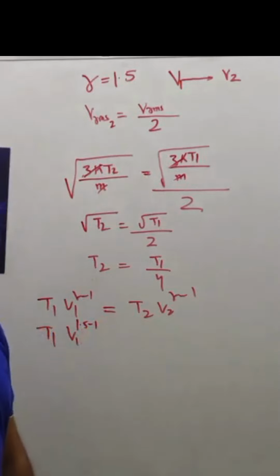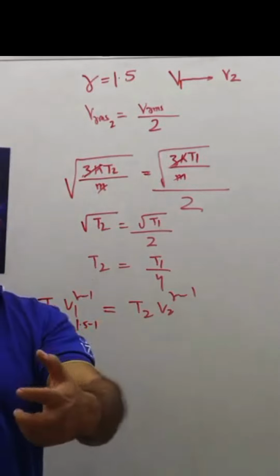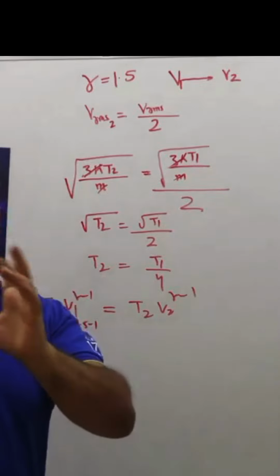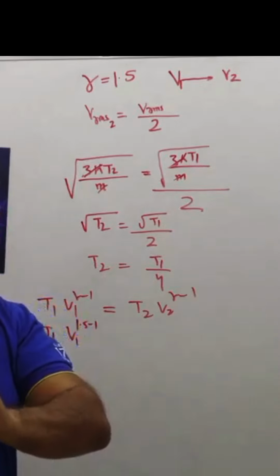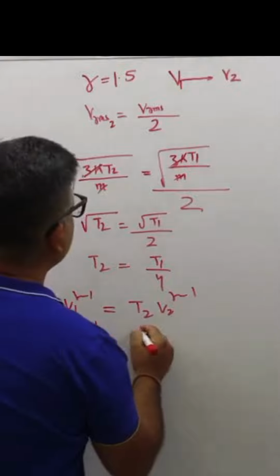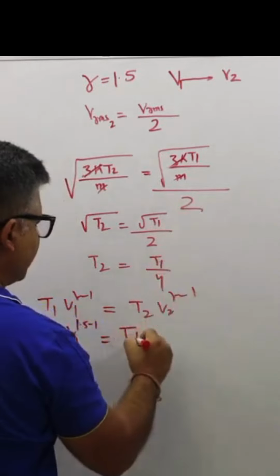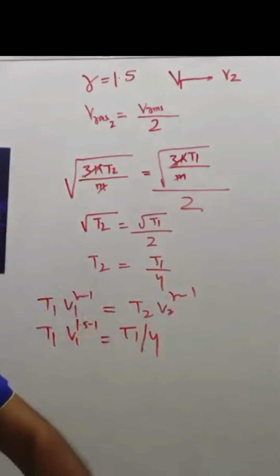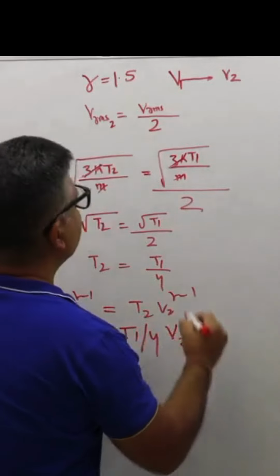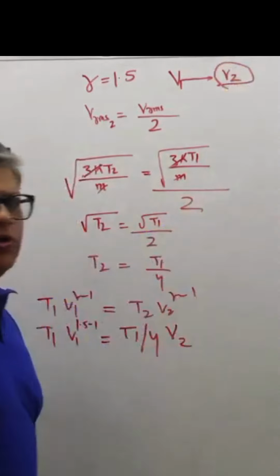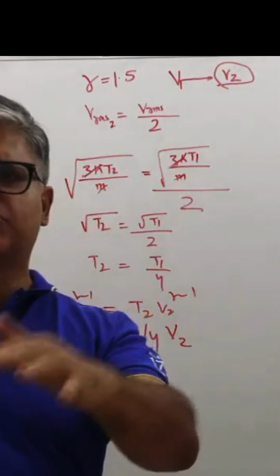In this question, I had to use gamma, which actually is used in an adiabatic process. Remember, there is no gamma in VRMS. It depends on temperature and is inversely proportional to mass. It is equal to T2, right? Now T2 is T1 by 4, right? I have reduced the temperature to one-fourth. Now I have to worry about my volume. The focus is what should be the new volume so that the VRMS reduces to half.